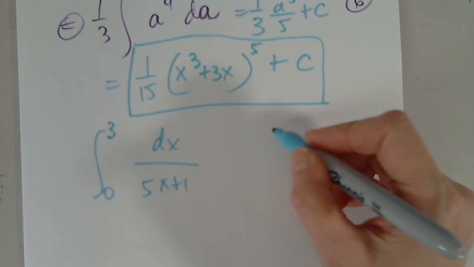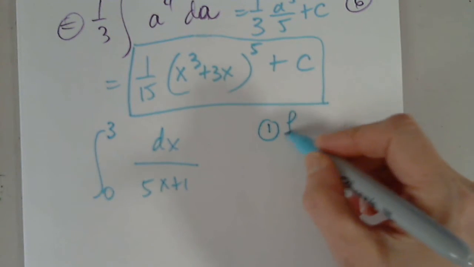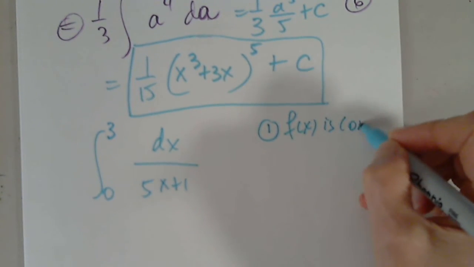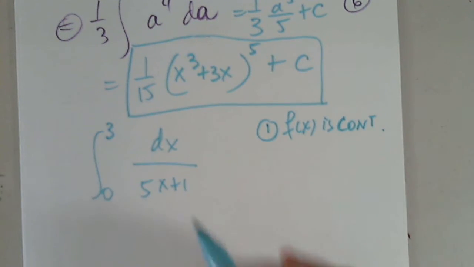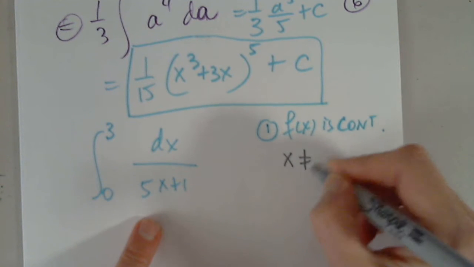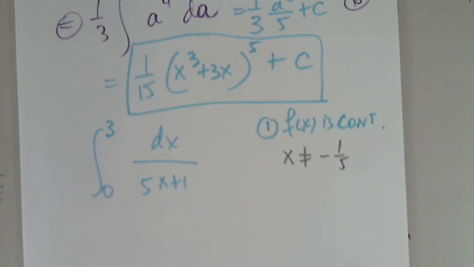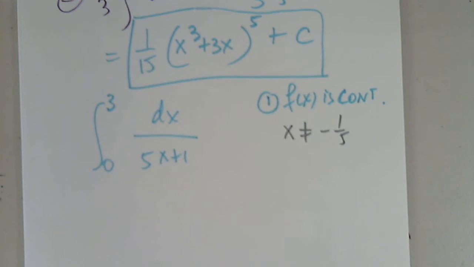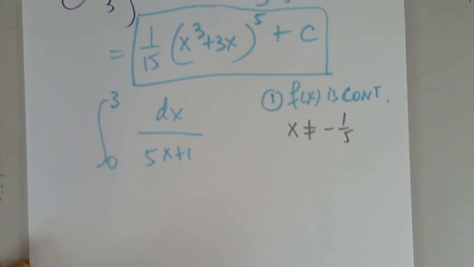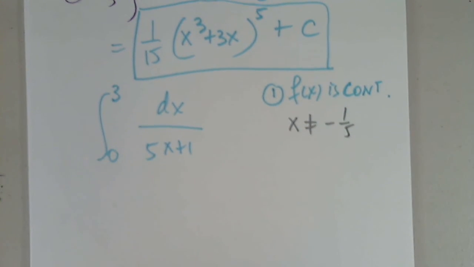If it is a definite integral, the first thing I do is check that f of x is continuous. If f of x is not continuous, I'll say the fundamental theorem of calculus is not applicable, and I move on to the next problem. But it happens that this function is undefined only at -1/5, and -1/5 is not in the interval. So the function is continuous on [0, 3].